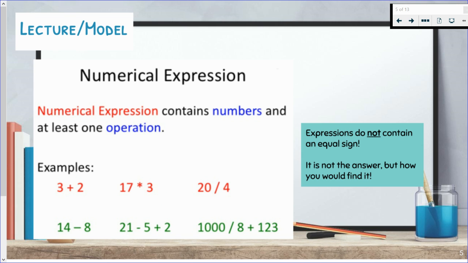All right, so we are going to discuss, and as we know, a numerical expression contains numbers and at least one operation. They do not have an equal sign. That would be an equation. So it's really not an answer, but more how would you get the answer? Some examples would be 3 plus 2, 17 times 3, 20 divided by 4, and so on. Again, no equal sign, and it is only numbers. All right, let's keep going. And it has to have one operation.